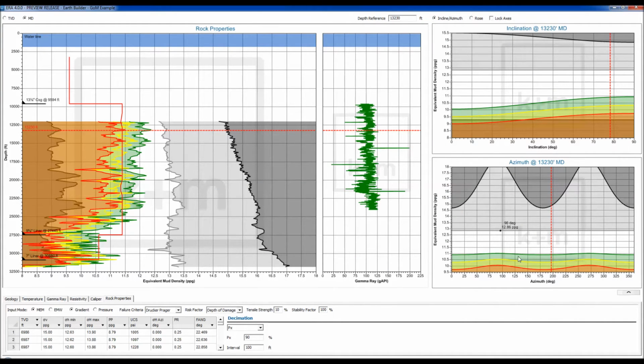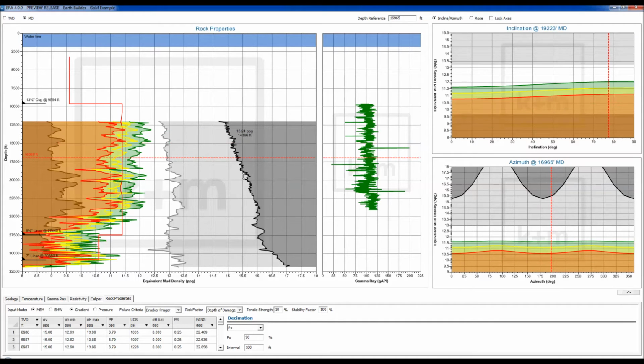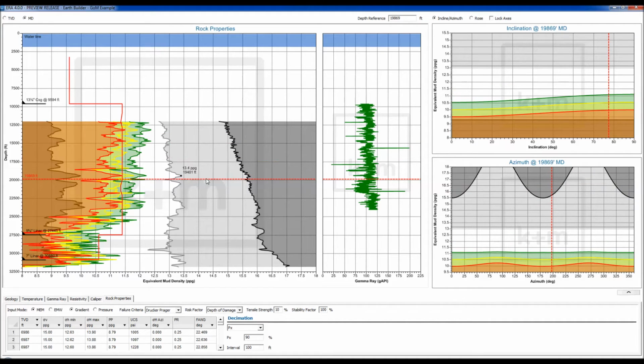For that same layer of rock, here's my sensitivity to azimuth. And the red vertical line, both in the azimuth plot and the inclination plot, represents what my trajectory is doing at that depth. At that measured depth, here's my inclination. It's about 79 degrees, and my azimuth is almost 200 degrees. So that's where my particular trajectory lands. If I was to change the trajectory, then the location of that red vertical line would also change. As I move the depth reference line down, you'll notice that those parameters alter slightly.